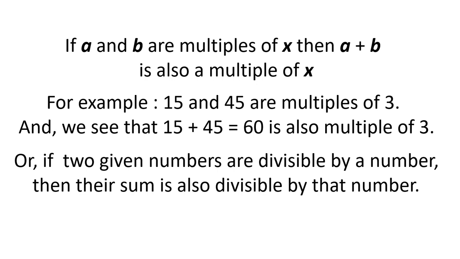If a and b are multiples of x, then a plus b is also a multiple of x. For example, 15 and 45 are multiples of 3. 3 5s are 15 and 3 15s are 45. And we see that 15 plus 45 is equal to 60, which is again a multiple of 3 because 3 into 20 is 60. In other words, we can rephrase this statement like this. If two numbers are divisible by a number, then their sum is also divisible by that number.